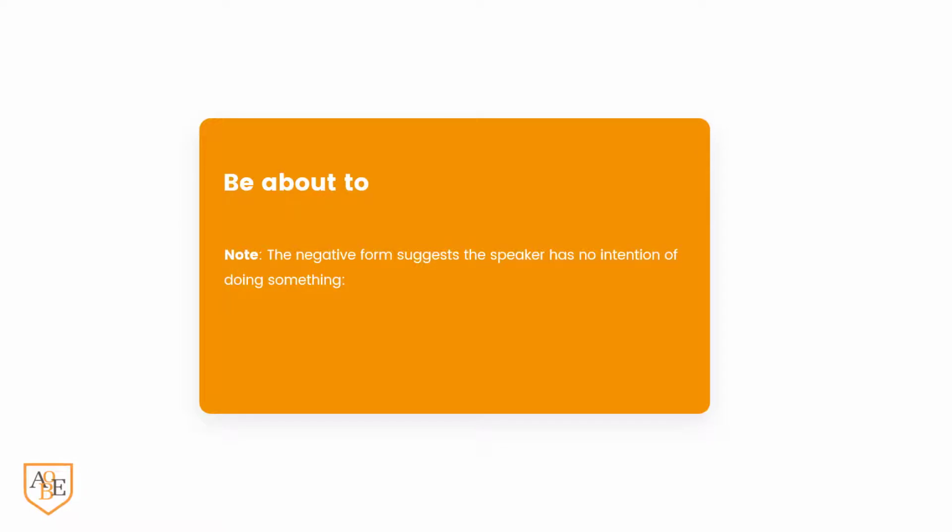Okay, so let's look at this note here. The negative is a little bit different. The negative form suggests that the speaker has no intention of doing something. Okay, so maybe you're angry with someone and you say, well, I'm not about to call them and say sorry. So if you say, I'm not about to call them and say sorry, this means that you have no intention of calling someone and saying sorry because you think maybe they're to blame and they should say sorry to you.